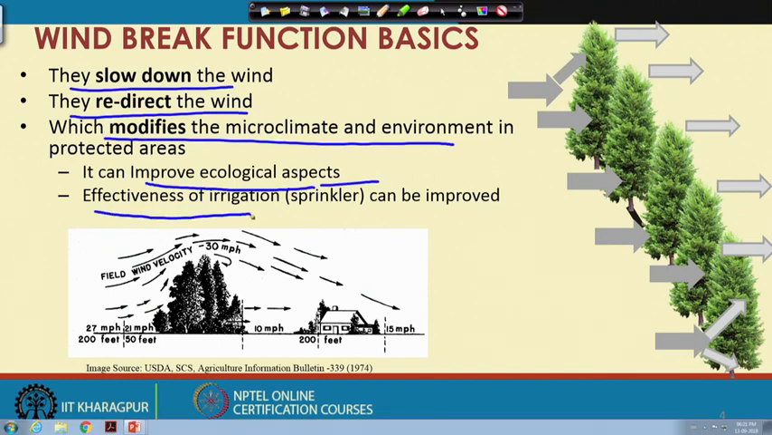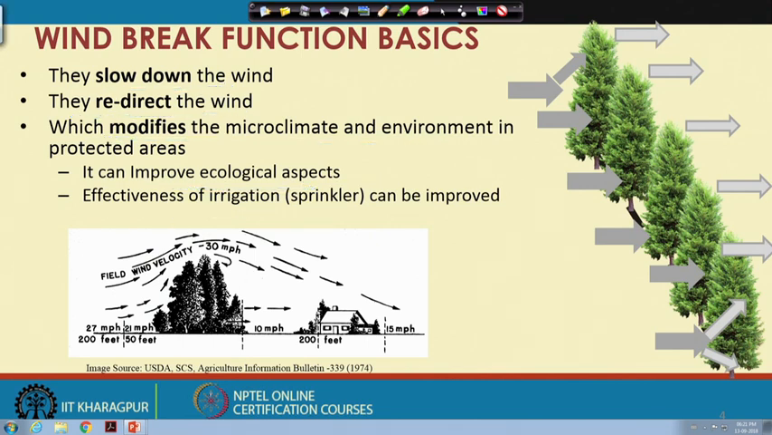And sometimes, in other irrigation methods, because of wind erosion, dust or soil particles may get deposited over the irrigation channel or drainage lines. So, a lot of maintenance operation is required. By placing a properly functioning windbreak, we can reduce the maintenance cost.